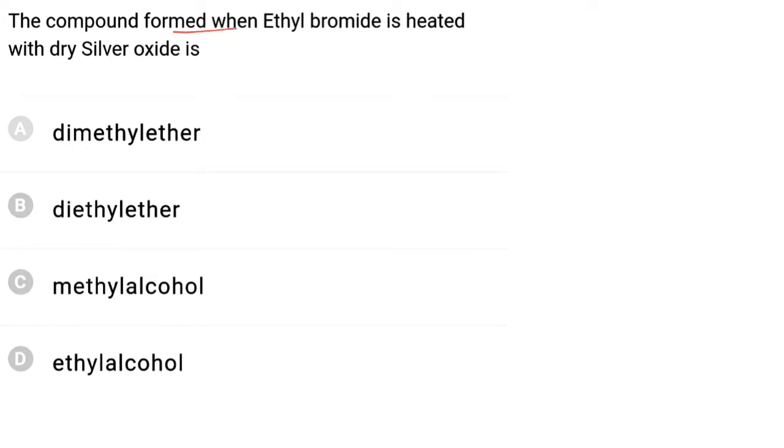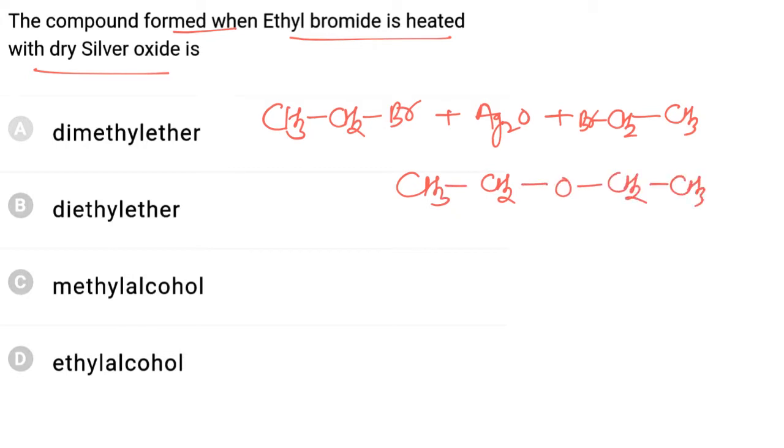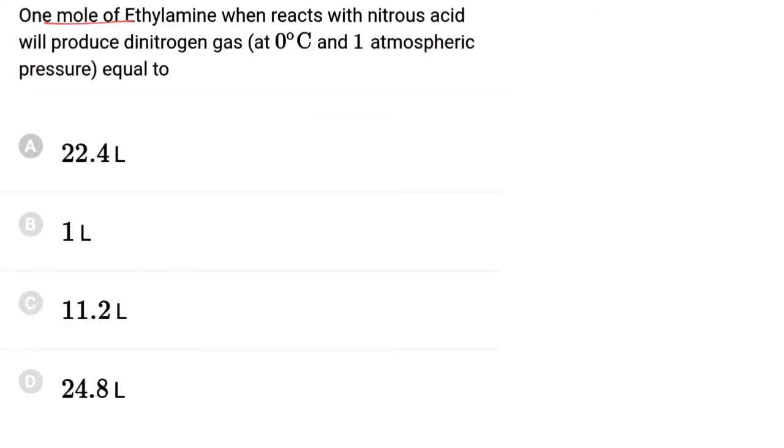The compound formed when ethyl bromide is heated with silver oxide. So when two equivalents of ethyl bromide, CH3CH2Br, are heated with silver oxide, AgBr is removed and it will be converted to diethyl ether. So the correct answer is B, diethyl ether.